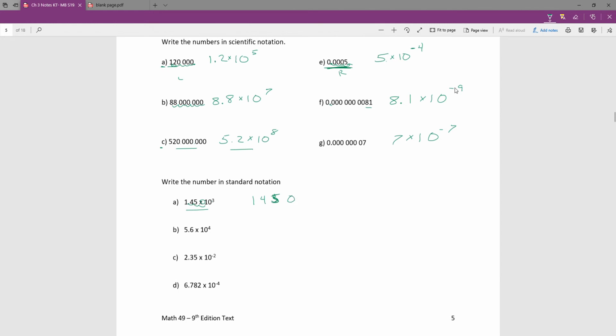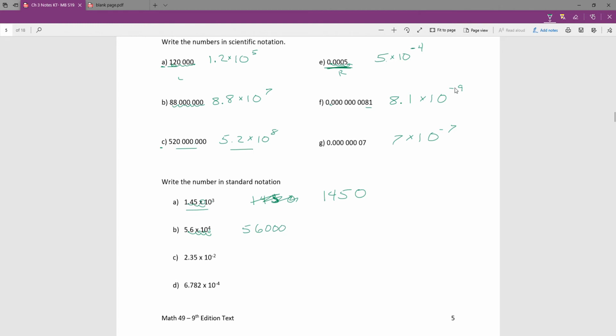So messy. Sorry about that. Maybe I'll just write that a little bit easier. 1450. Okay, so B, 5, 6, and I want to move the decimal place 4 times, it says. So 1, and then there'll be 3 zeros after, and you can fill them in if you want to see them. 1, 2, 3. So 56,000.